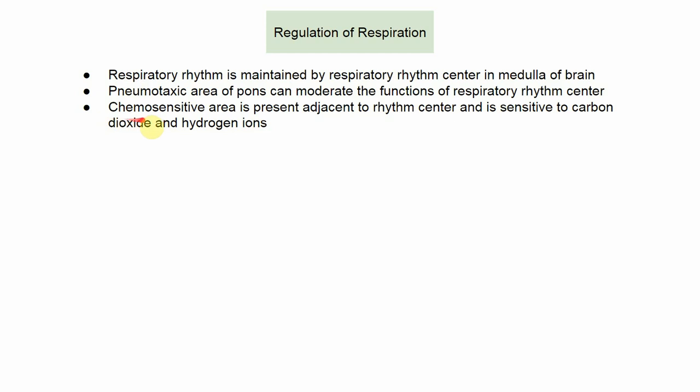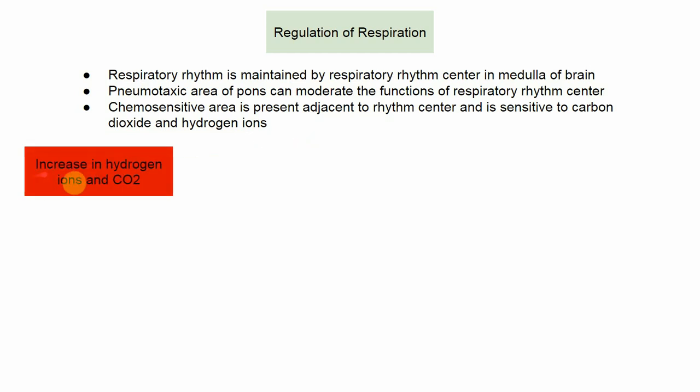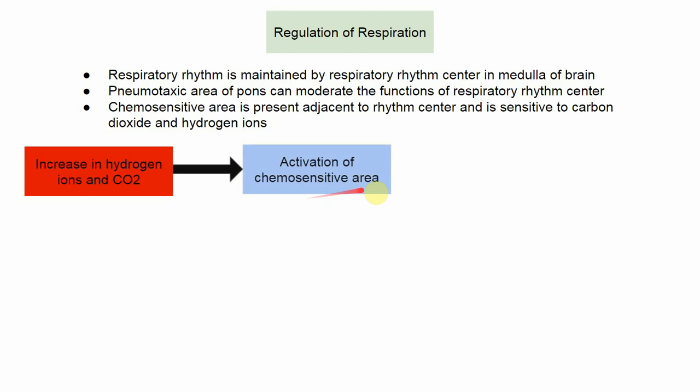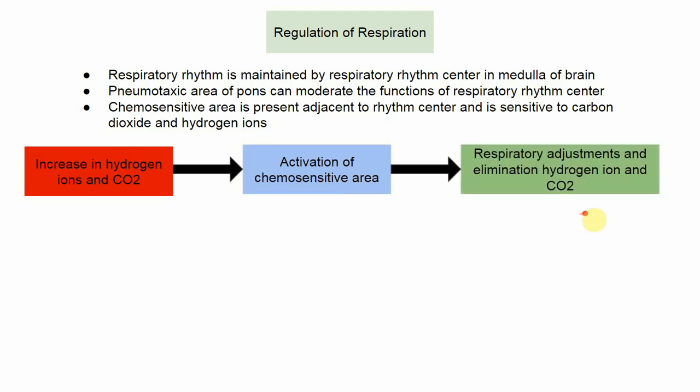You also find another part called the chemosensitive area, which is present adjacent to the respiratory rhythm center, and it is mainly sensitive to carbon dioxide and hydrogen ions. When there is an increase in the hydrogen ions and the CO2 concentration, it activates the chemosensitive area, and the chemosensitive area makes the necessary respiratory adjustments for the elimination of hydrogen ions and also carbon dioxide.